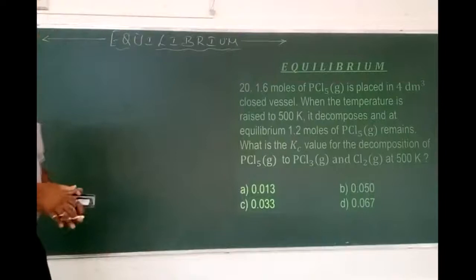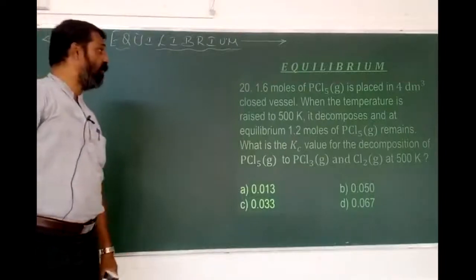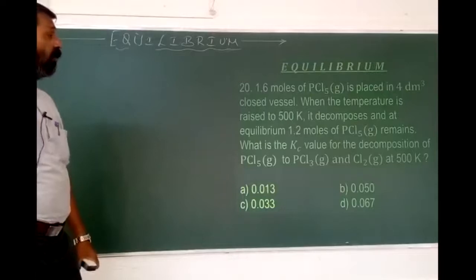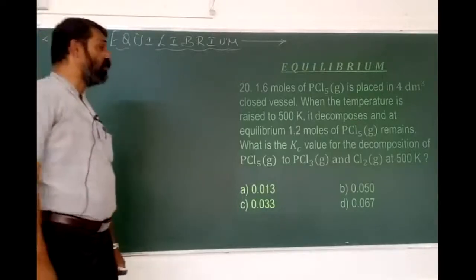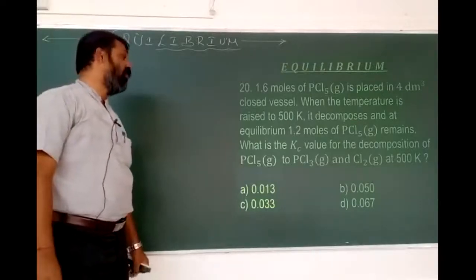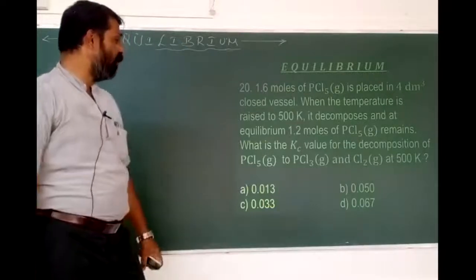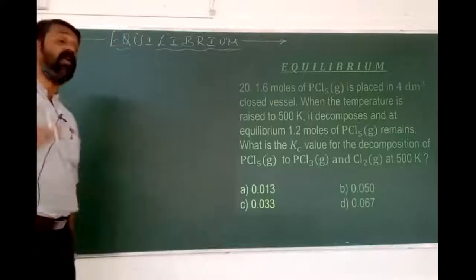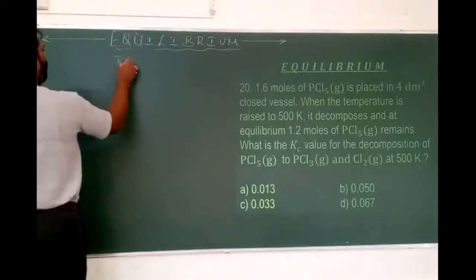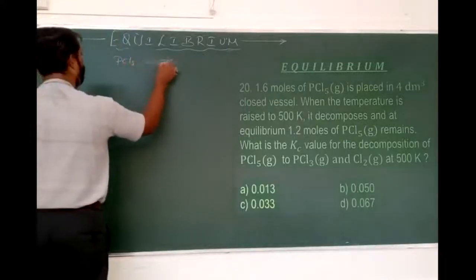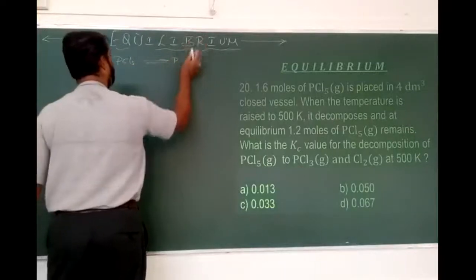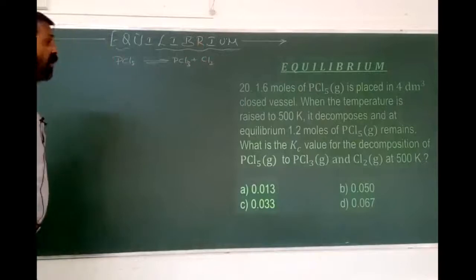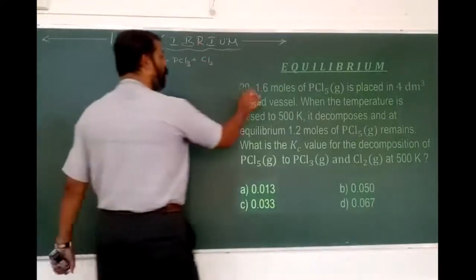Next, 1.6 moles of PCl5 gas is placed in a 4 dm cube closed vessel. When the temperature is raised to 500 Kelvin, it decomposes and at equilibrium 1.2 moles of PCl5 remains. What is the Kc value for the decomposition of PCl5 to PCl3 and Cl2 at that temperature of 500 Kelvin? So here, PCl5 gives rise to what plus what? PCl3 plus Cl2.